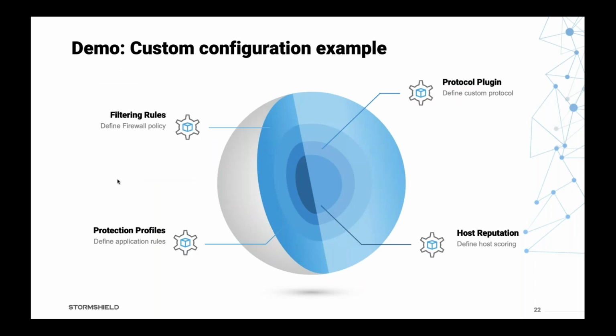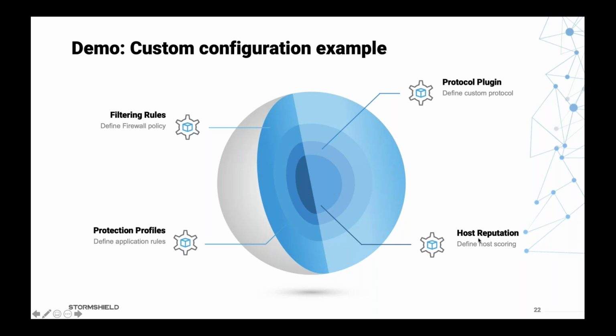Now, in the last 13 minutes, I will show you a fast demo on the firewall side, just to give you the feeling how we are defining the policies. So, of course, we'll take something straightforward such as Modbus, but we will define something to show you something from the filtering rules. We'll see something about the protocol plugin, and then the protection profiles.